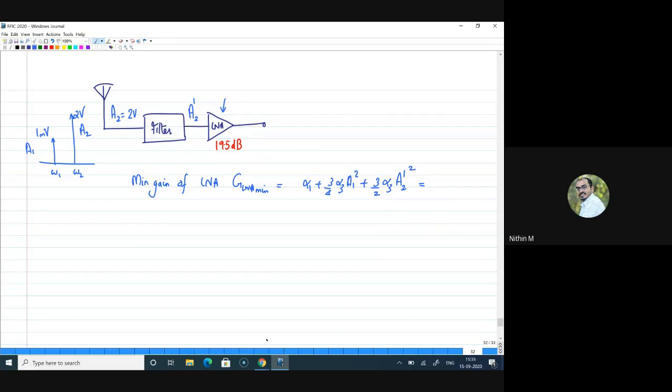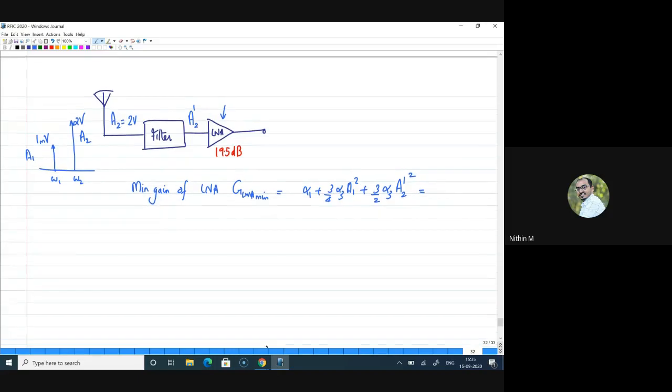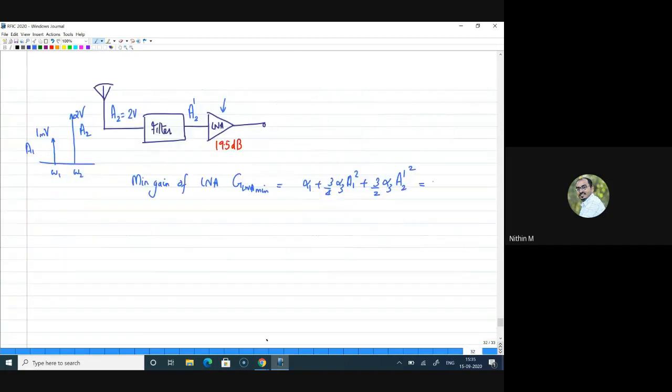It is close to 9.44, right? It is 9.44 V per V. Now with this, I know the value of alpha 1, alpha 3 and A1 are known, only A2 dash is unknown, and we can find A2 dash. And if you find A2 dash, what value are you getting for A2 dash?